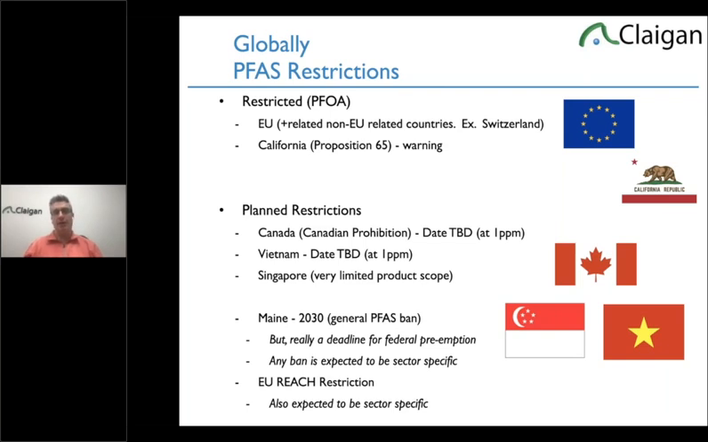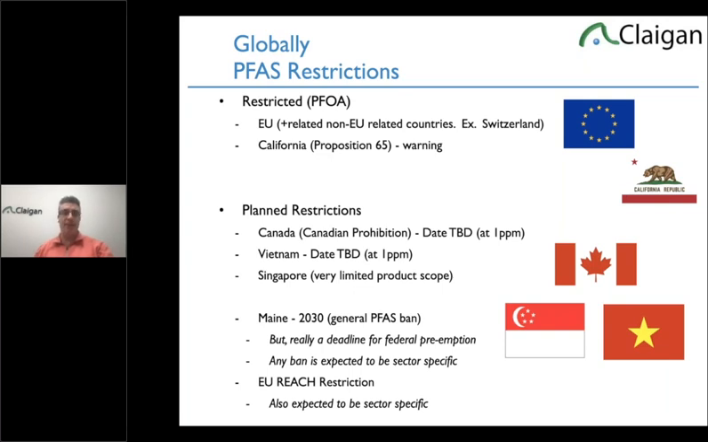And then we're talking about Canada, which is going to ban PFOA in physical products sometime, but likely not at the 25 parts per billion in Europe, more at the 1 ppm, which will be much less of an issue for physical products. Vietnam is probably also going to ban PFOA in the family at 1 ppm. Singapore is going to ban, but with very limited scope.